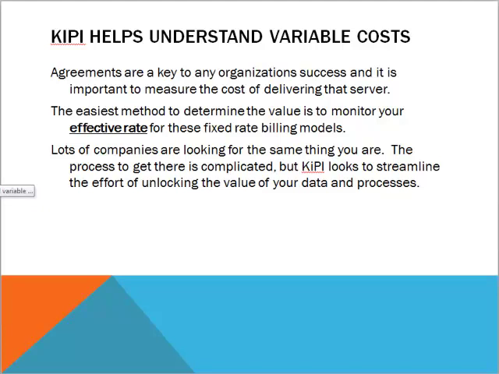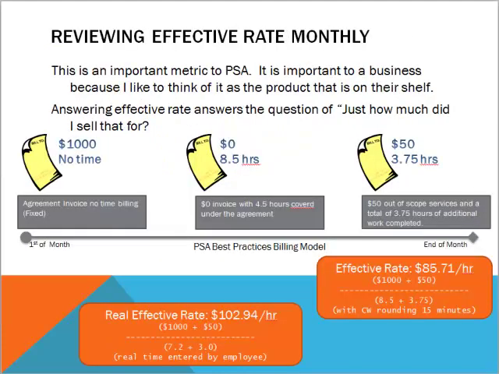Effective rate is something that people talk about over and over again in the PSA world. It is important for companies to see what their effective rate is, and the process with Connectwise can be somewhat complicated depending on what your billing model is. KiPI looks to streamline that and give you a tool that lets you quickly get to your effective rate on a monthly basis.